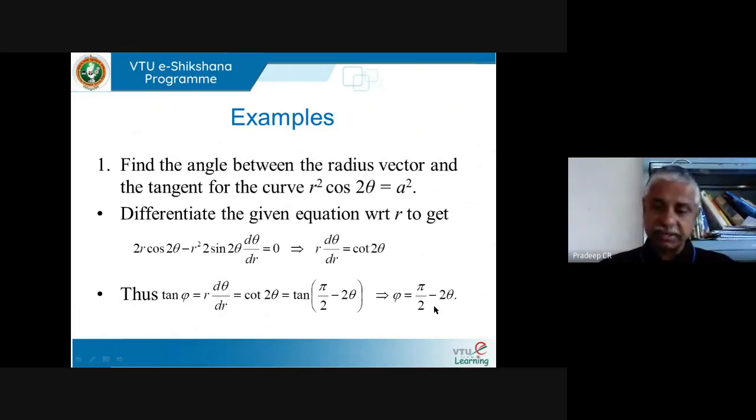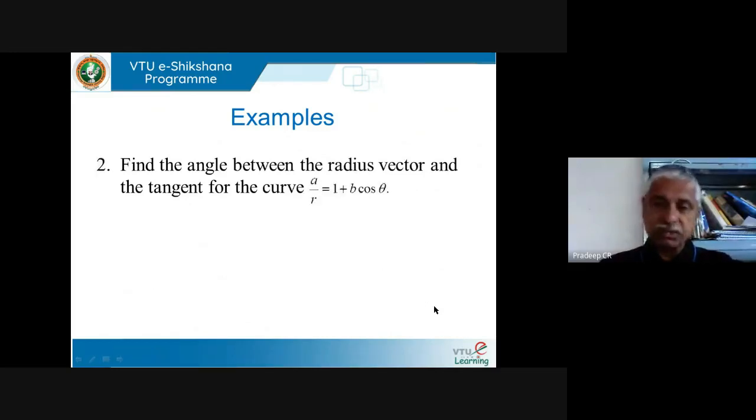Okay, we had seen this, so I will not again spend time on this. Now let us try another example. Find the angle between the radius vector and the tangent for this curve. So algebraically, you do the same thing you did before. It's like a template. Every time you are given a problem, just take 1 minute and try to recall what it is.